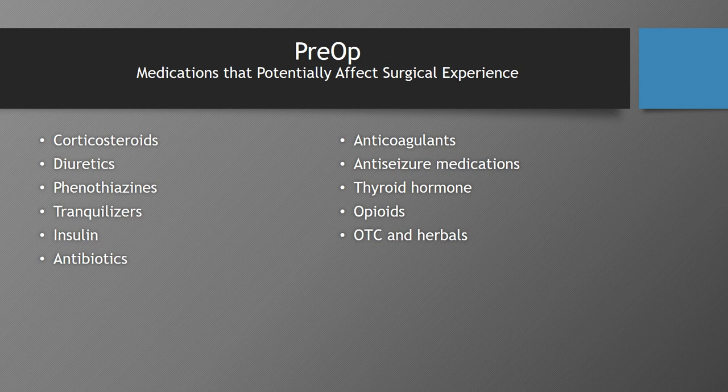Let's see here. We've got the thyroid hormone because of metabolism. Then we've got the opioids and the over-the-counter and herbals, because people don't realize that over-the-counter supplements and herbals, I mean, they really can interact with other medications. So if we don't ask, they don't offer that up.